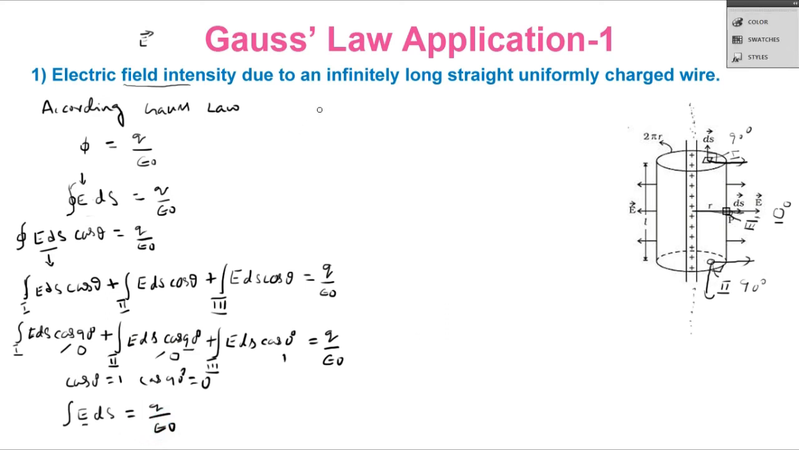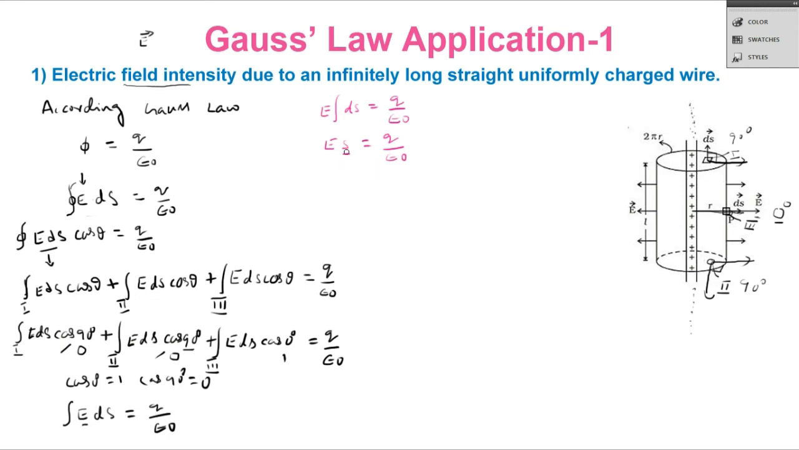Okay, now you take E outside. Here, the integration of dS is equal to Q by epsilon naught. So the integration of dS is S, which is equal to Q by epsilon naught. Here S means the surface area.